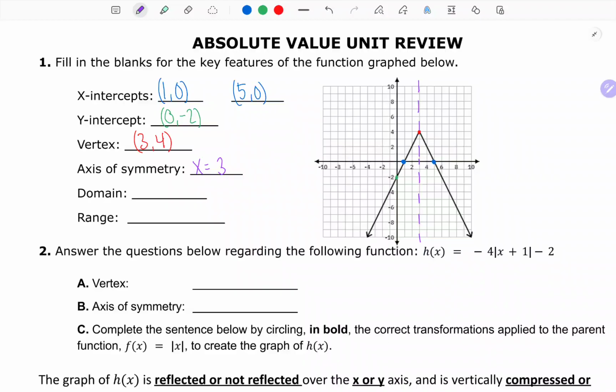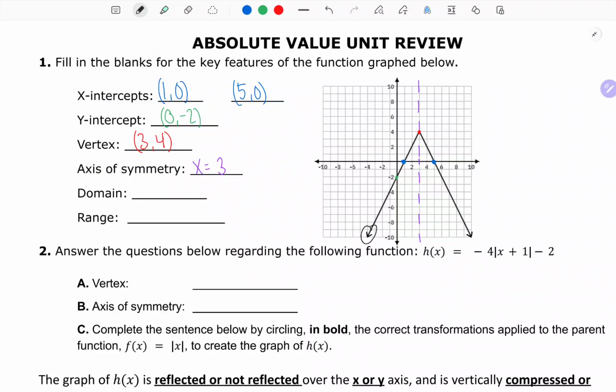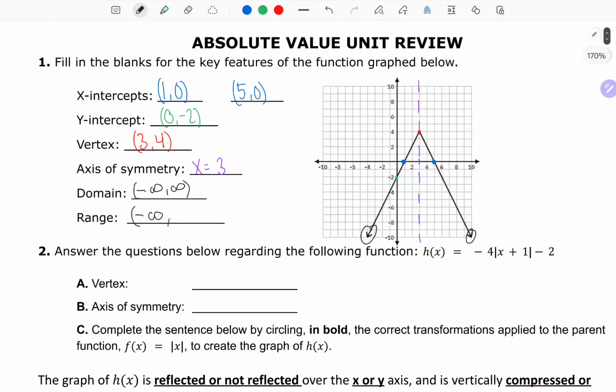For the domain, we have 2 of these lines here with arrowheads. So to the left goes to negative infinity, to the right goes to positive infinity. For the range, it's from the bottom to the top, so the bottom goes to negative infinity. And the top stops at that red dot, whose y value is 4. And it's a closed circle, so we put a bracket on it.